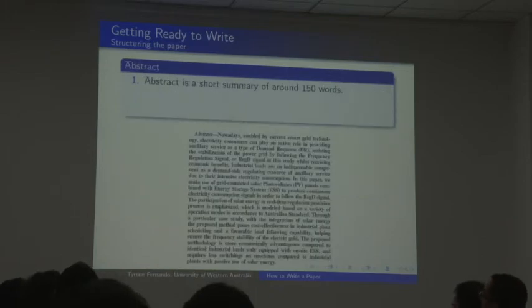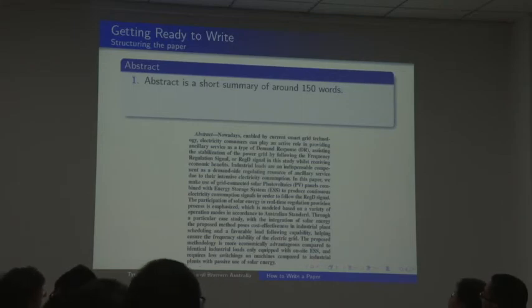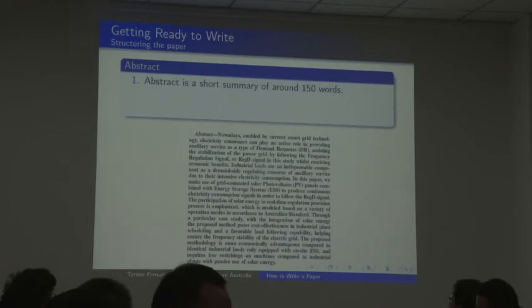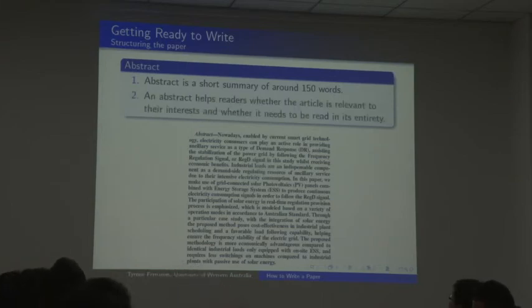Now, the paper needs to have an abstract, right? An abstract is a short summary of around 150 words. It should be a short summary of your work in the paper. About 150 words, can be a little more, can be less, doesn't matter. An abstract helps the reader decide whether the article is relevant to their interest and whether it needs to be read in its entirety. The abstract simply tells whether the reader should read it or not.